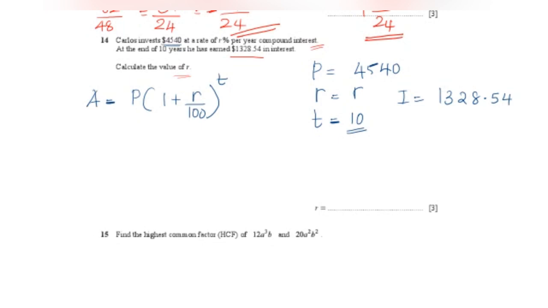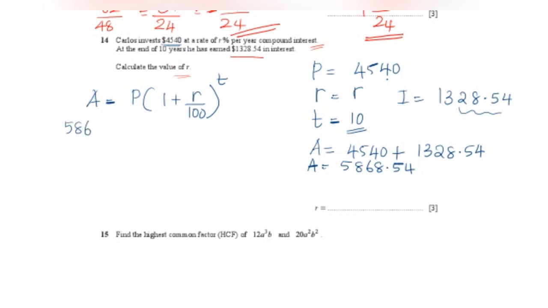So the interest he earns over the 10 years is given, which is 1,328.54, and his principal amount is also given. We know that the final amount that he is going to receive is the principal amount along with the interest accumulated. So we can calculate the final amount by adding up the principal amount with the interest he earned, which will be 5,868.54. Now let us substitute these values into the given equation.